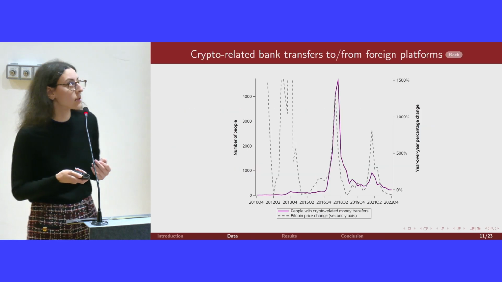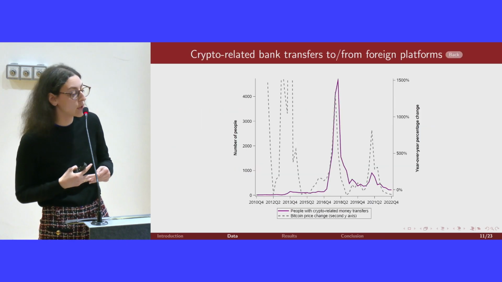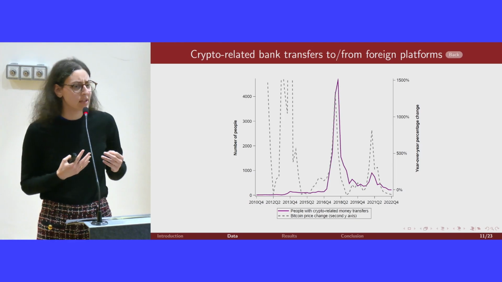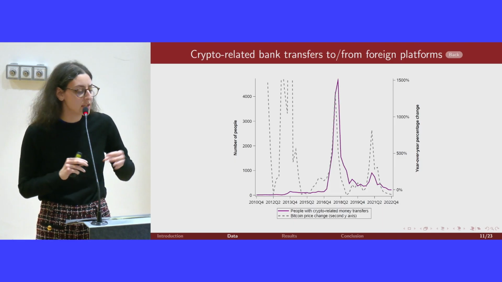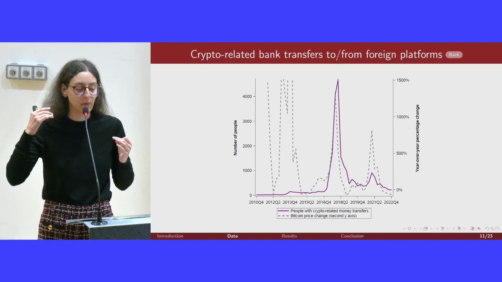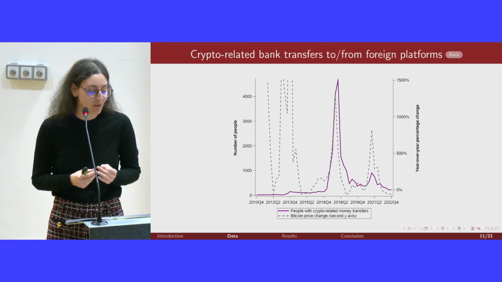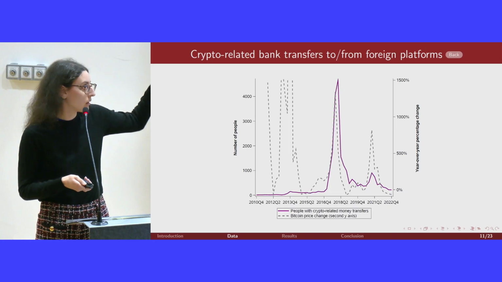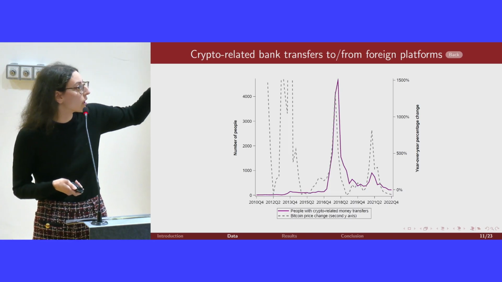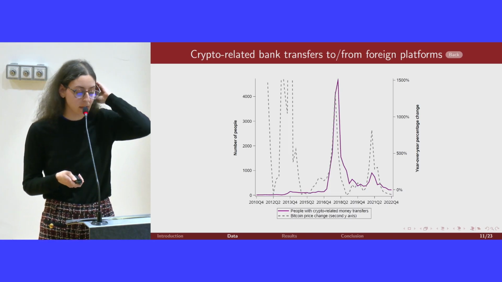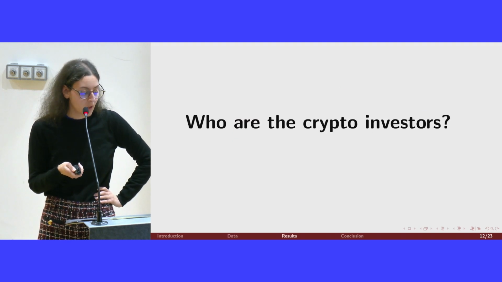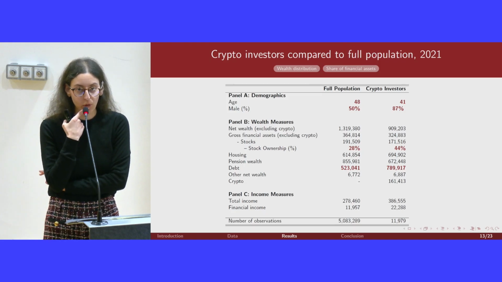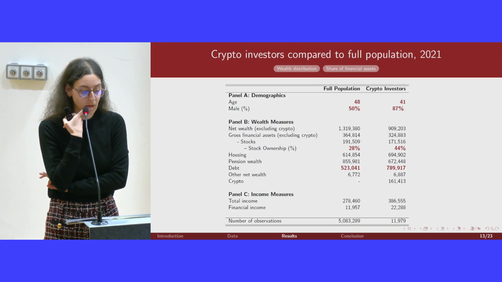And this is just some descriptives from the bank transfers. You can see that there is a peak, and Andreas mentioned this peak before. This is because in 2017 there was a huge increase in the Bitcoin price, and everyone was buying Bitcoin. So that's why it looks a bit weird. But here you can basically see the number of people that are transferring money to and from the foreign platforms.